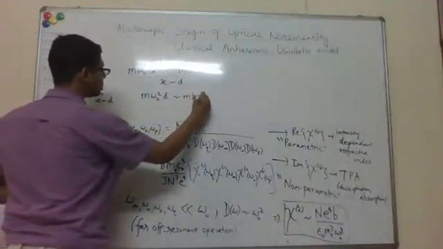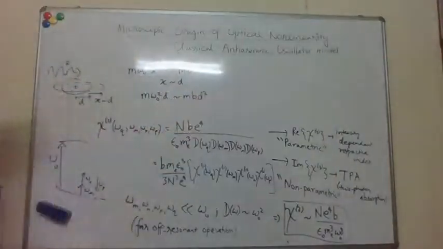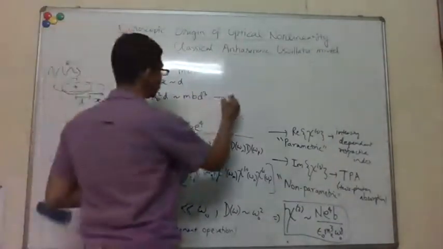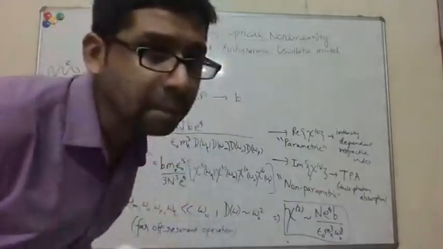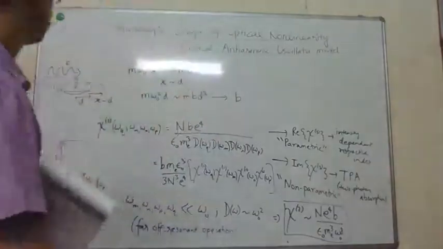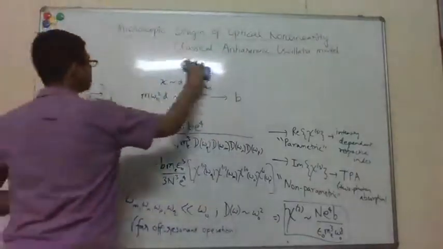Equate the two. Sir, excuse me, sorry sir. What you have written in the first line, because that was not visible to us. M omega not equals to.